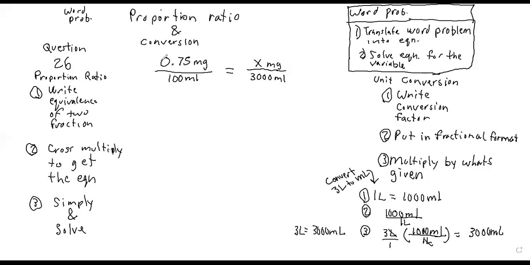Okay, so you see here we have set up a problem. We have the 0.75 milligrams over the 100 milliliters, right? And then we have the unknown number of milligrams represented by X, that's what they're asking us to find, over 3,000 milliliters. Now, where do we get the 3,000 milliliters from? Because they told us 3 liters.